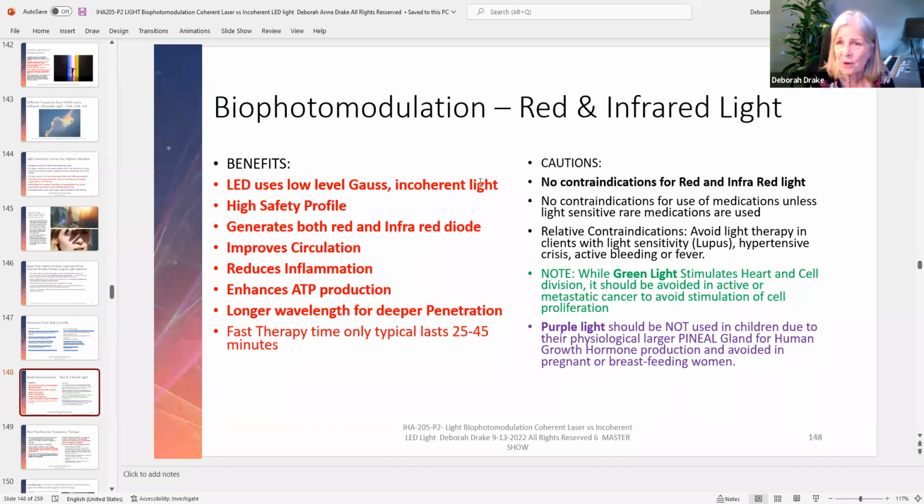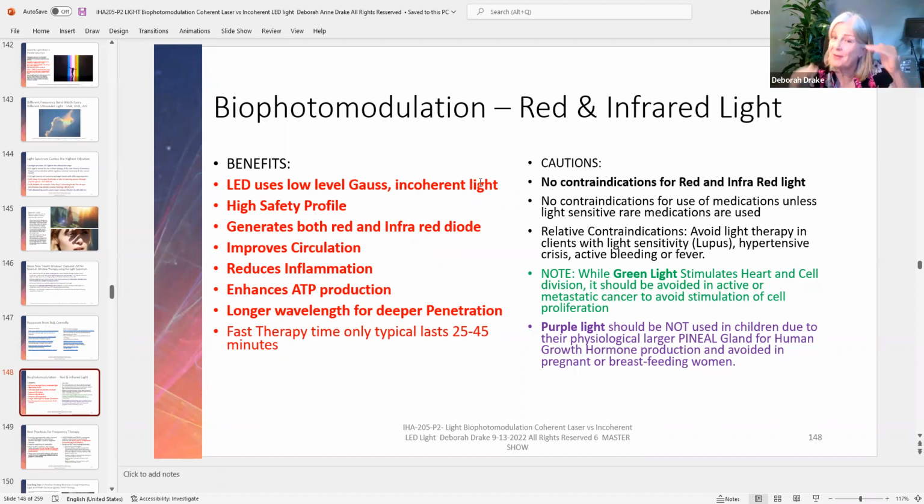And the relative contraindication would be with somebody with lupus or a hypertensive crisis or bleeding or fever, in case they're already too hot and/or skin sensitive. Now, green light is great for the heart and cell division. So it helps for any repair after injuries. It starts the mitochondria pumping.